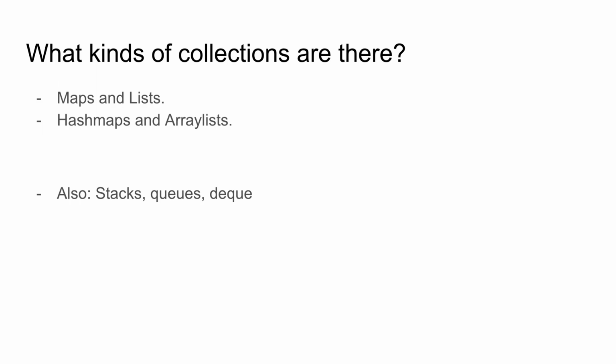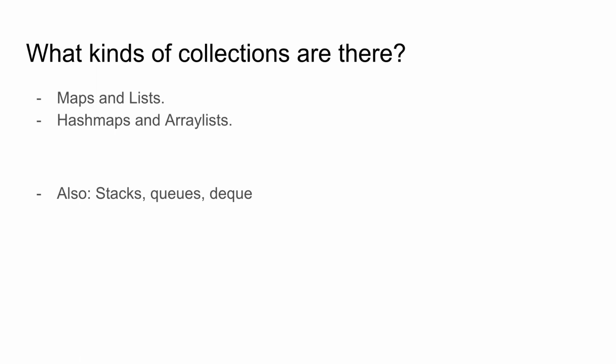So what kind of collections are there? We've got maps and lists, which is mostly what we're going to be dealing with in this class, more specifically hash maps and array lists. Array lists are called array lists because they use an array inside of them, and they have functionality that's expected of all lists, which we'll learn a little bit later. The example that I just gave is technically an array list.